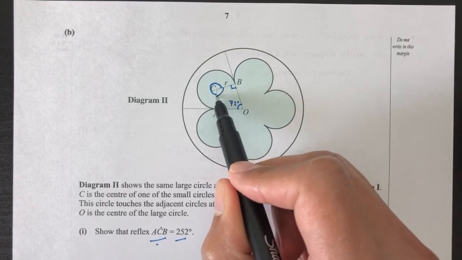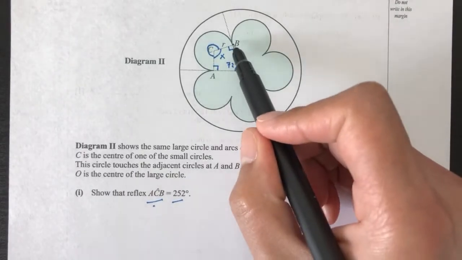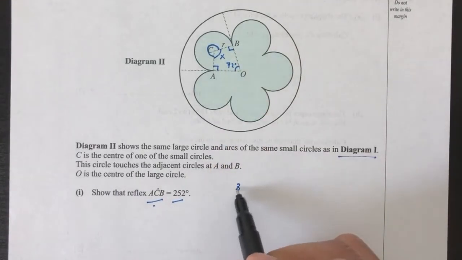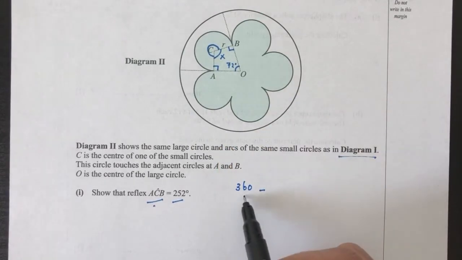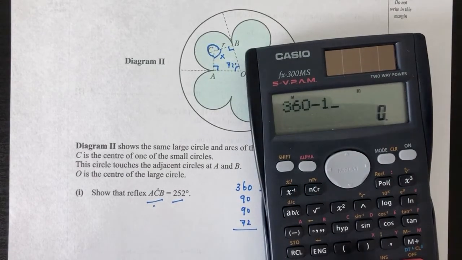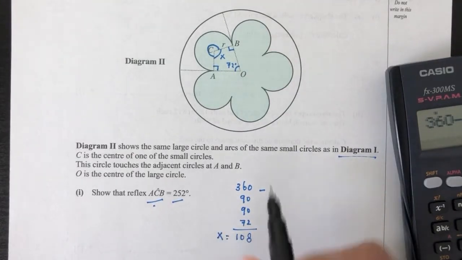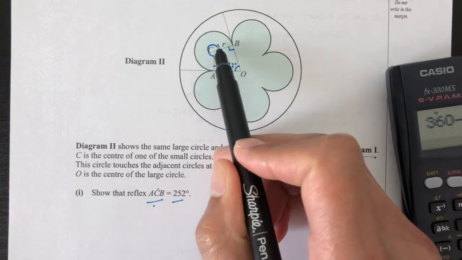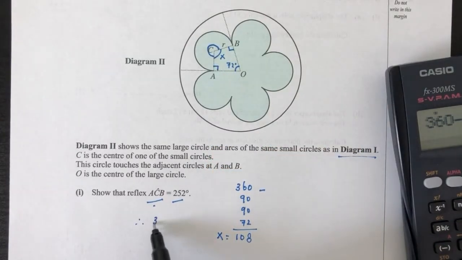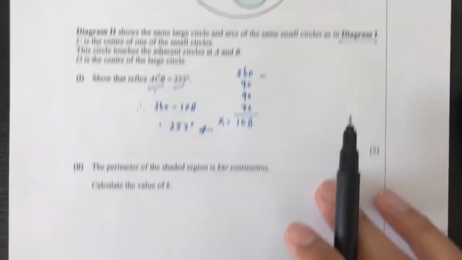So how much is this? Let's call this x. Since this is a quadrilateral, the sum of the angles will be 360 minus the rest. So 90, 90, and 72. So 360 minus 90, minus 90, minus 72, that will be 108. So the value of x will be 108. So what is this one then? This one will be 360 minus 108, which is 252 degrees. So this is how you show the reflex angle is 252. That is only for 2 marks.